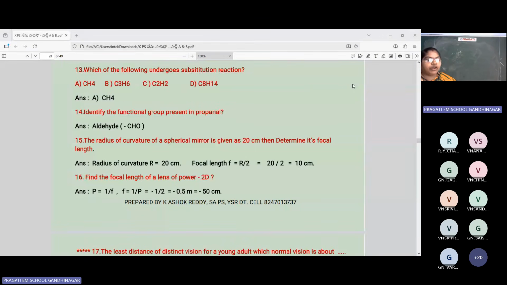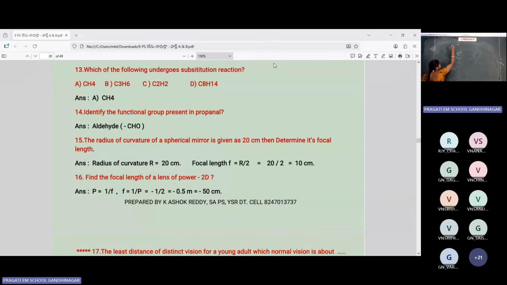The radius of curvature of a spherical mirror is given as 20 centimeters. Its focal length, you will answer very easily, that is 10 centimeters. Find the focal length of the lens of power minus 2D. See children, these type of questions are asked for 1 marks. Power is equal to minus 2D. He is asking focal length. What is the focal length?